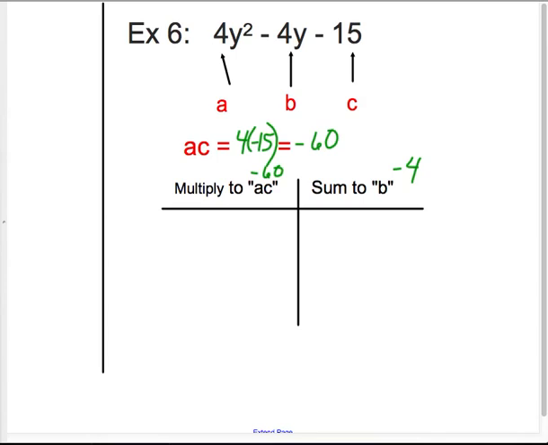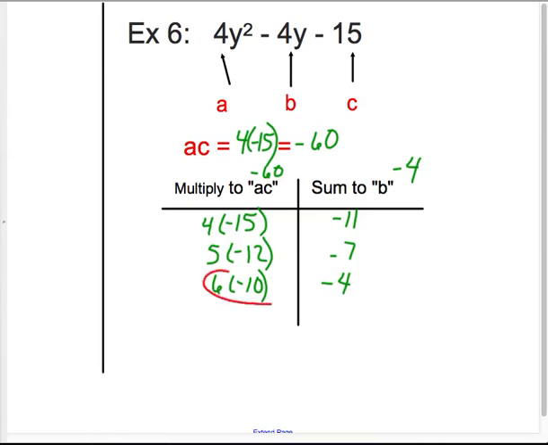So when I see negative 60, a couple of things that I think about: 4 times 15. And knowing that I need to add to a negative, I know that the larger of my 2 numbers needs to be negative. But 4 plus negative 15 is negative 11, so that one doesn't work. I know 5 times 12 equals 60, but 5 plus negative 12 is negative 7. So then I'm thinking 6 and negative 10. 6 times negative 10 is negative 60, and 6 plus negative 10 is negative 4. So those are the terms that I want to use when I'm rewriting my trinomial.